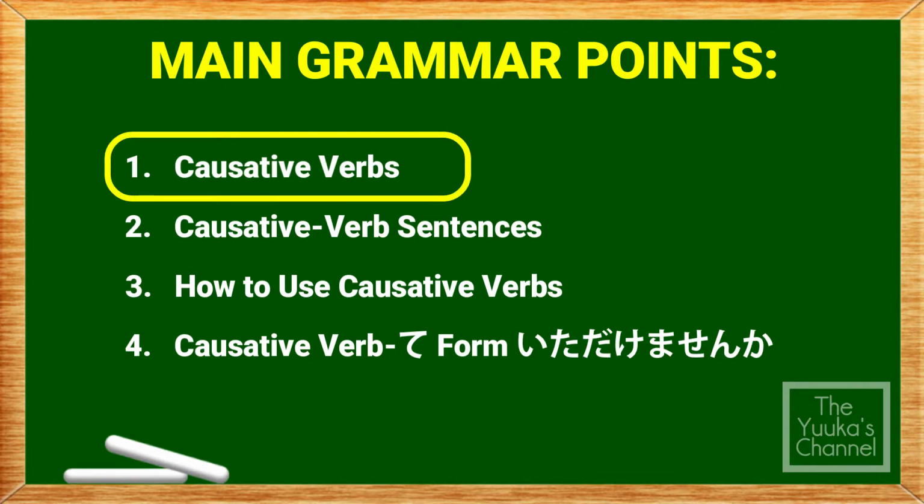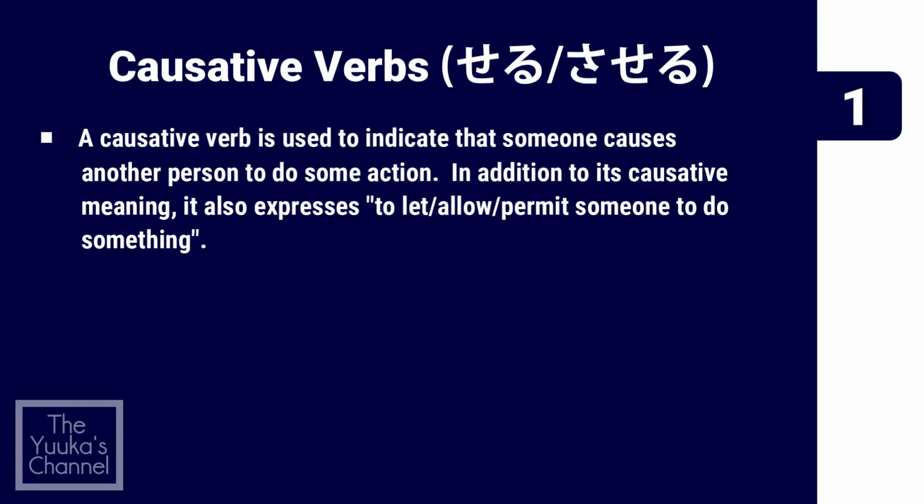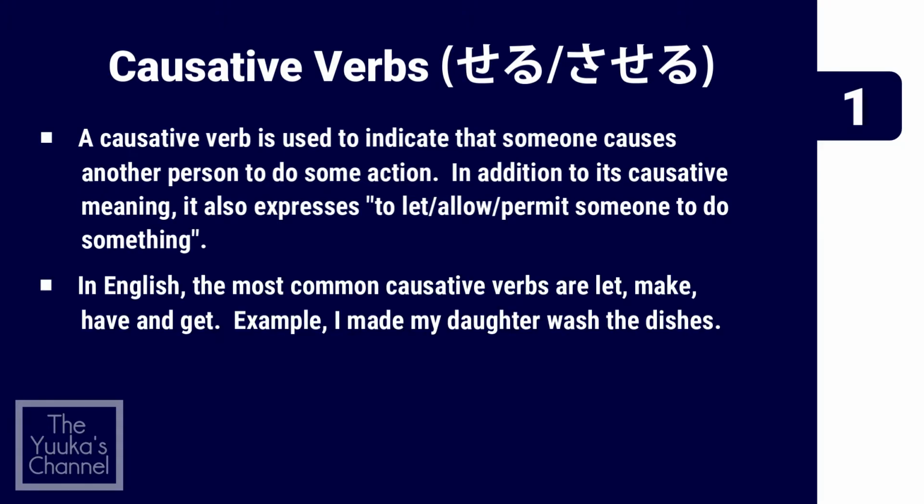First topic, causative verbs. A causative verb is used to indicate that someone causes another person to do some action. In addition to its causative meaning, it also expresses to let, allow, permit someone to do something. In English, the most common causative verbs are let, make, have, and get. Example, I made my daughter wash the dishes.